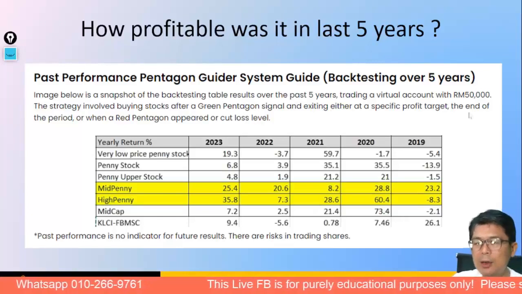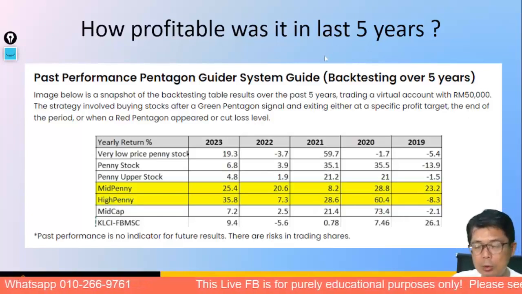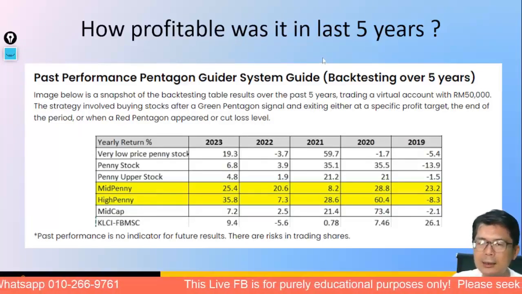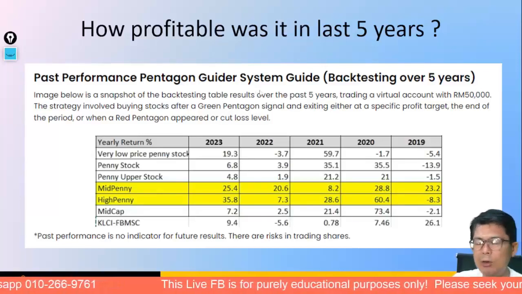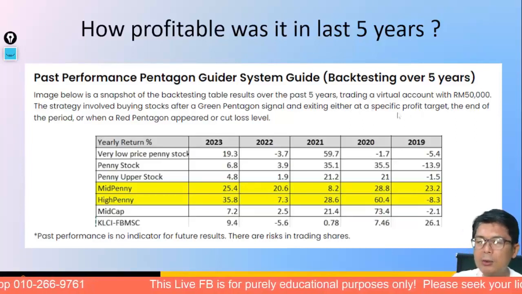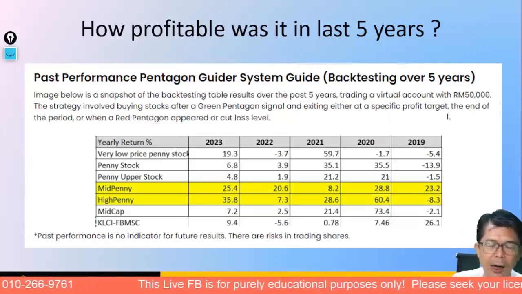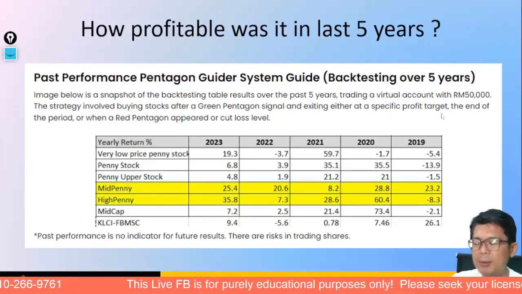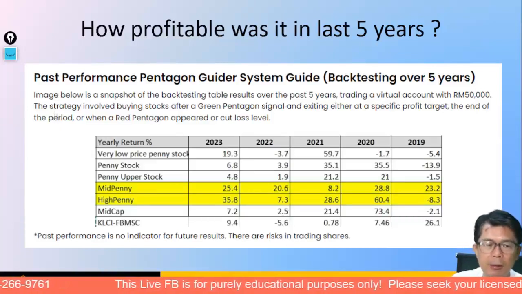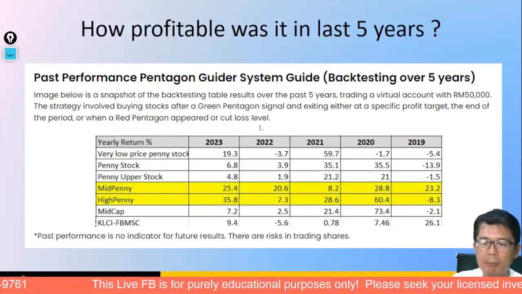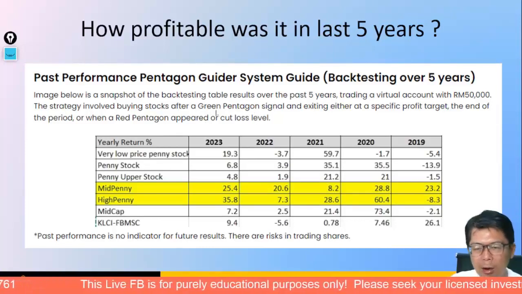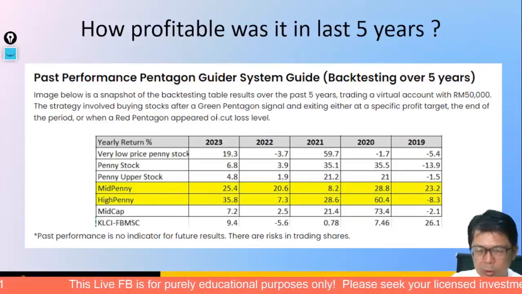So it's very important you observe it. When we do our back testing, we also do that, because if not, it doesn't make sense. Some stock will run, some stock we have to cut loss. So we have to have an exit rule, and our exit rule is a specific profit target. If you ask me, this could be around 10 to 15%. At the end of a period, usually we only keep it for 2 to 3 weeks, or a red pentagon appeared, or cut loss. So those are the observations that you must also do.